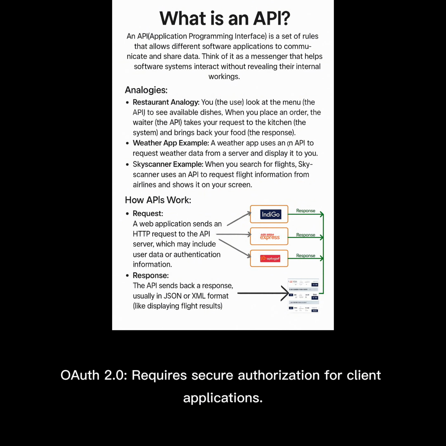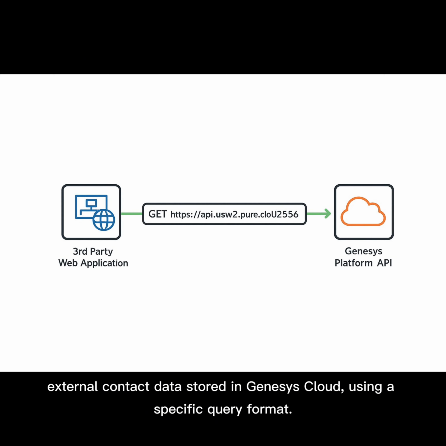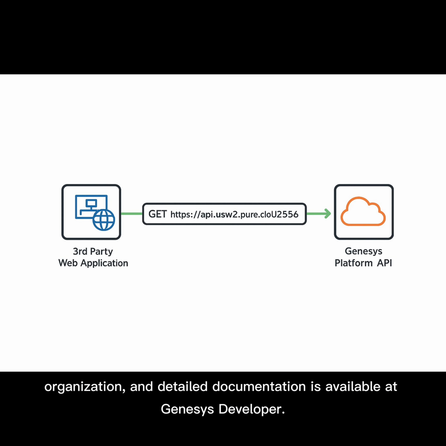OAuth 2.0 requires secure authorization for client applications. Example use case: a third-party app can request external contact data stored in Genesys Cloud using a specific query format. Documentation: the API URL may vary based on your organization, and detailed documentation is available at Genesys Developer.